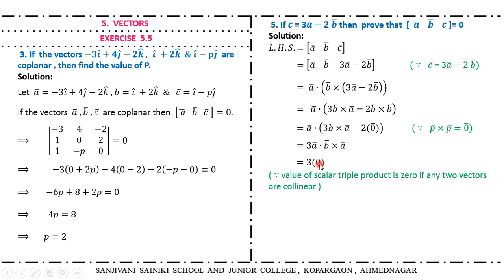Now why is its value 0? Read: the value of a scalar triple product is 0 if any two vectors are collinear, or any two vectors are scalar multiples of each other. Here this vector is repeated, so they are collinear. So the value of this scalar triple product is 0. So 3 into 0 is 0, which is nothing but our right hand side. So we have proved that the scalar triple product of A bar, B bar, C bar is 0.